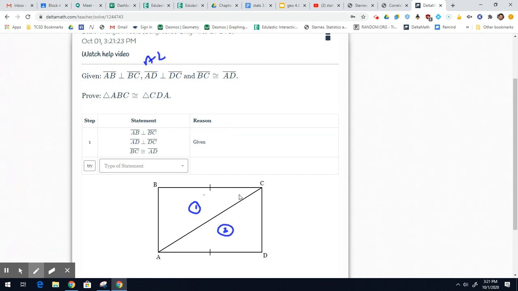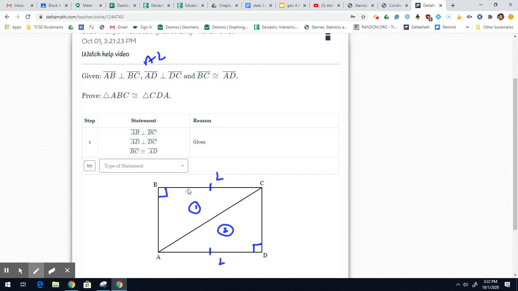Okay, so let's see. Perpendicular means right angles. So where do AB and BC meet? They meet here. That's a right angle. Where do AD and DC meet? They meet here, right angle. So the question is, are we going to use HL, or are we going to have to say they're congruent? Well, let's read ahead. They give us that BC and AD are congruent. So BC is here and AD is here. Those are just legs.